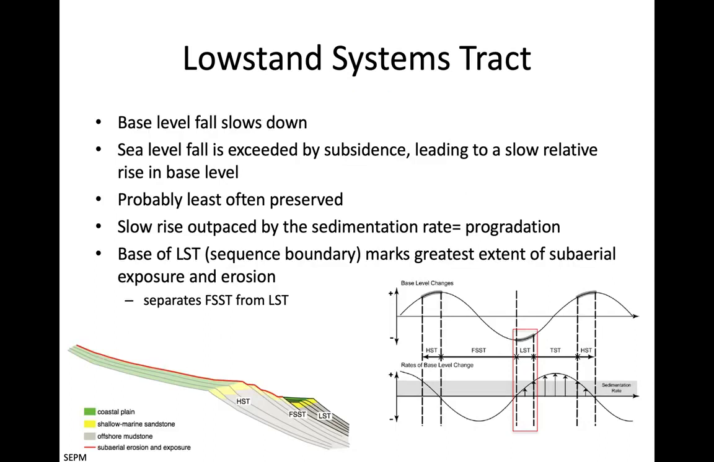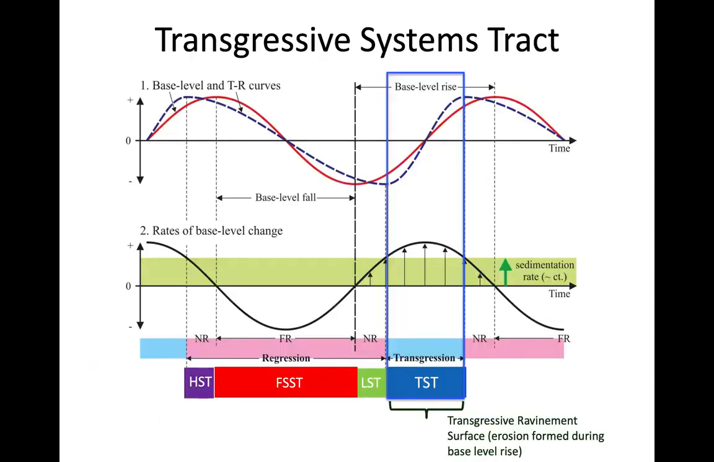So that lowstand systems tract is when base level is going to slow way down. Sea level fall is going to be exceeded by subsidence, and so we're going to have more sea level fall there, and we're going to see a very, very slow rise in base level. It'll start to go up just a teeny tiny bit. So this is going to be the greatest extent of subaerial exposure and erosion.